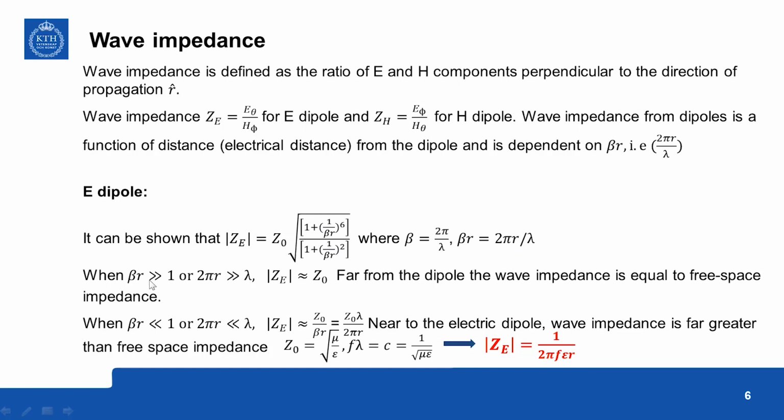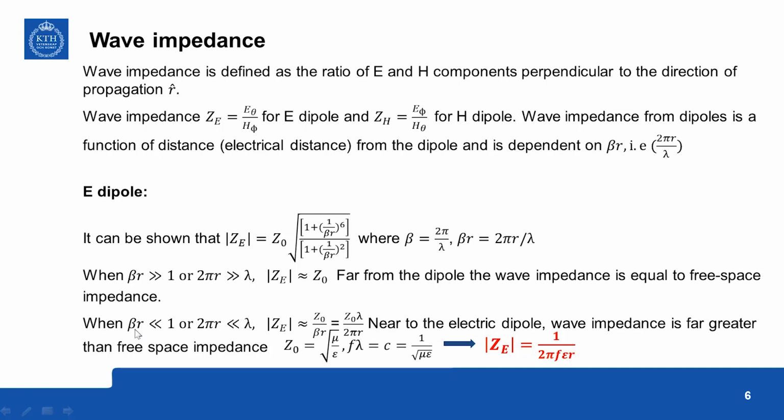Now if we have beta r far greater than 1, or far from the dipole, the far field condition, then this becomes very small, and basically what is in the square root is just 1. So you can see that the wave impedance for the electric dipole far from the dipole is nothing but the free space impedance Z0, that is 377 ohms.